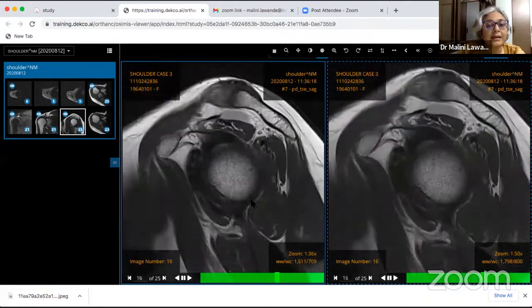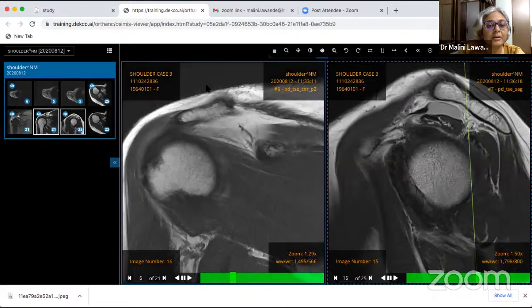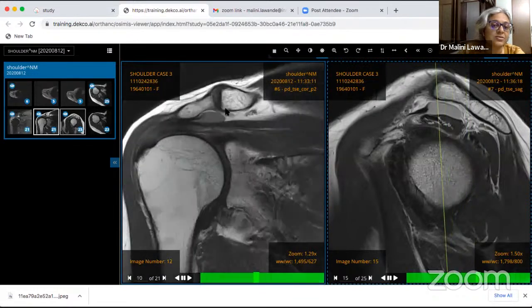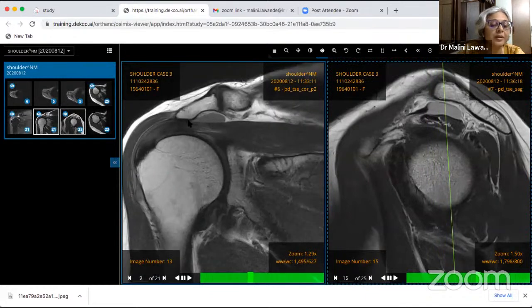Is there any AC joint osteoarthrosis or subacromial spur? Let's look at that. AC joint, there's just mild arthrosis. There is no spur. There is no bony spur at this location. Okay.